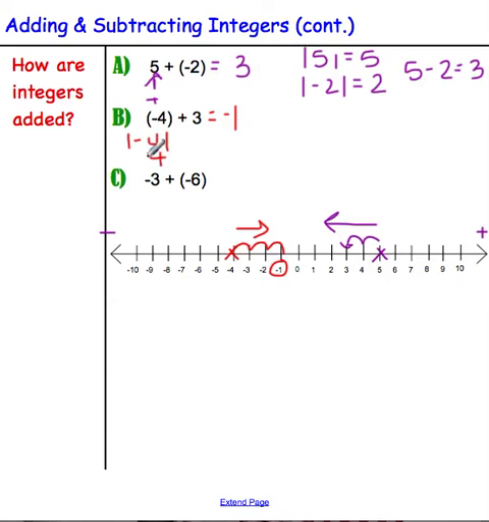The absolute value of 3 is 3. 4 minus 3 equals 1. And the 4 is negative, which is why my answer is negative.